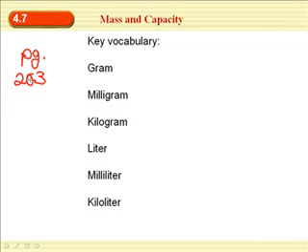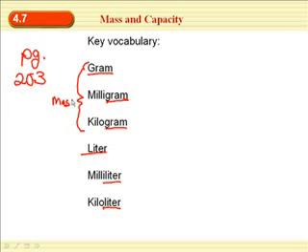All right, so on page 203, the vocabulary: gram, milligram, kilogram, liter, milliliter, kiloliter. These are the units right here, the grams, and then the liters. The only one we're not talking about is meters. Those are the measurements of length, and right now the name of this lesson is mass and capacity. So mass is how much it weighs, so that's the weight right here. This is the mass, and these right here is capacity, how much something holds.